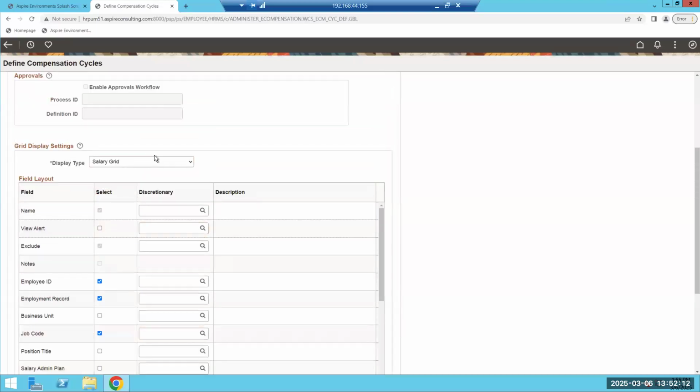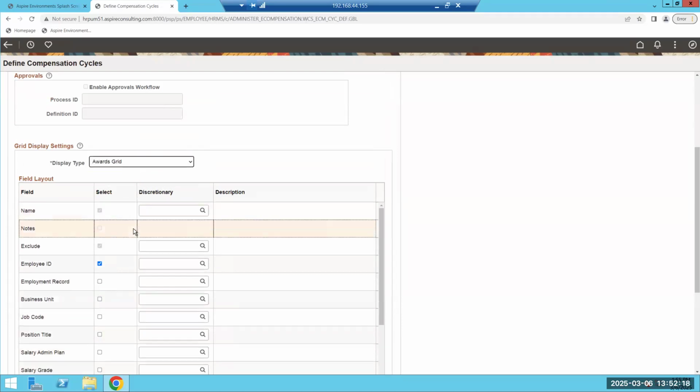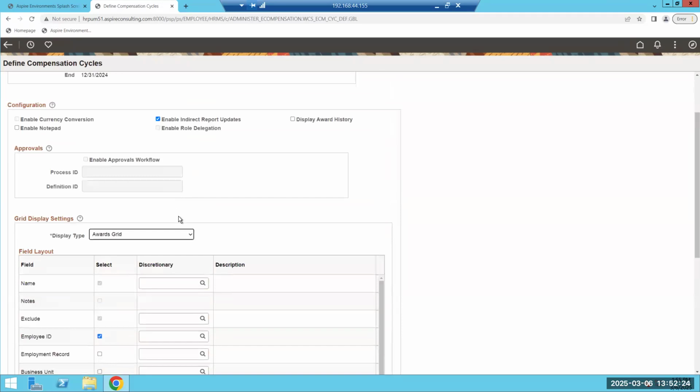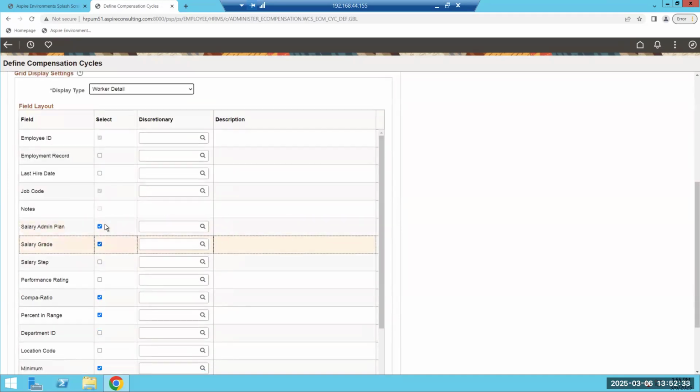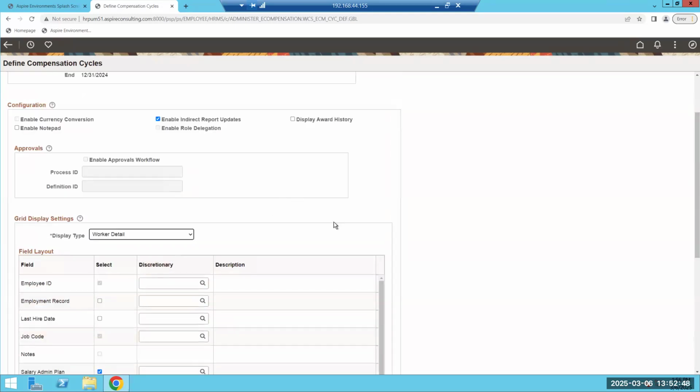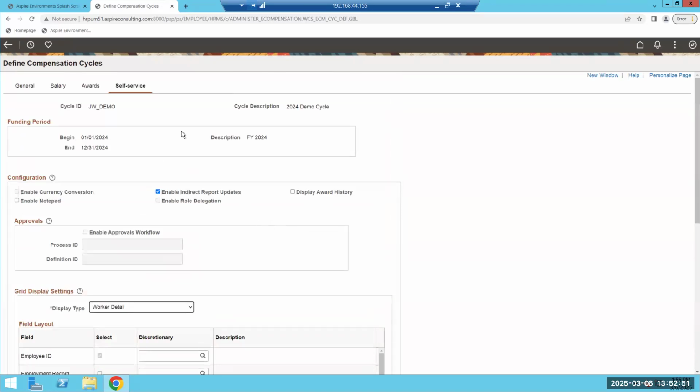So we can do those settings for the salary grid, for the awards grid, which is basically for our bonus. We can have different fields that we want to see or not see on there. And then for that individual page that we looked at, the worker details page, we can turn on some additional information if we want to see, okay, what's their grade, what's their comp ratio, and midpoint and max of their range, if they're leveraging salary ranges. So that's how we configure the cycle.